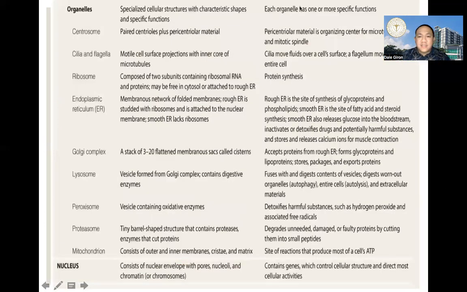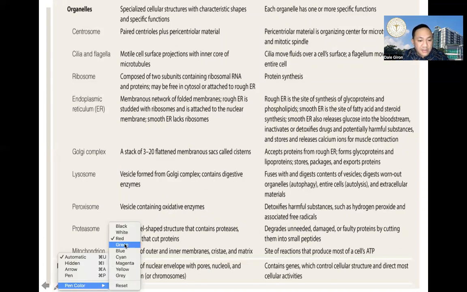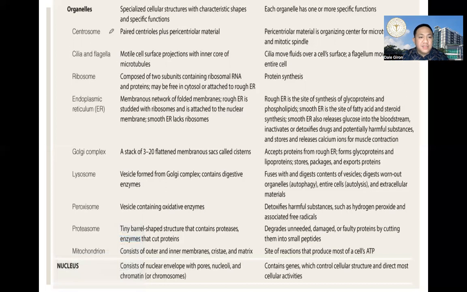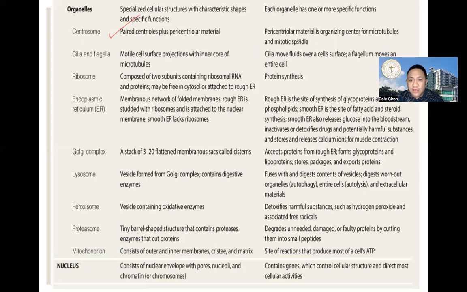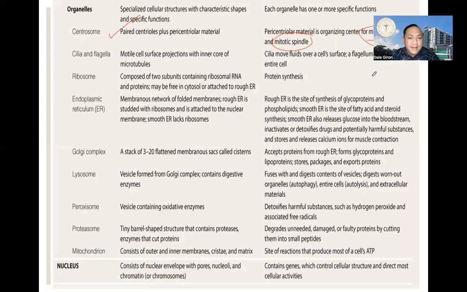Okay, first is the centrosome. Centrosome is a paired centrioles plus pericentriolar material. And that pericentriolar material is an organizing center for the mitotic spindle and for microtubules for the cytoskeleton. The mitotic spindle is essential for cellular division. Okay.